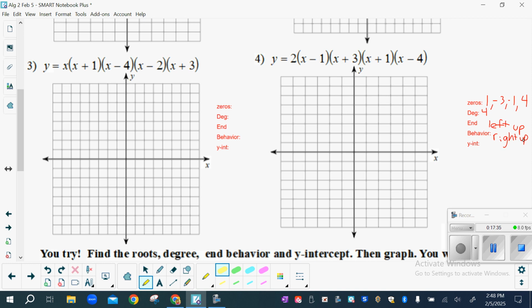So my y-intercept, that 2 is going to affect my y-intercept, so I need to compute that. So I get y equals 2 times (0 minus 1), (0 plus 3), (0 plus 1), and (0 minus 4). So I get 2 times -1 times 3 times 1 times -4. So that's like the mathiest part of it there in that y-intercept. Should do that in your head. Nice. That's going to be equal to 24 again. (0, 24).